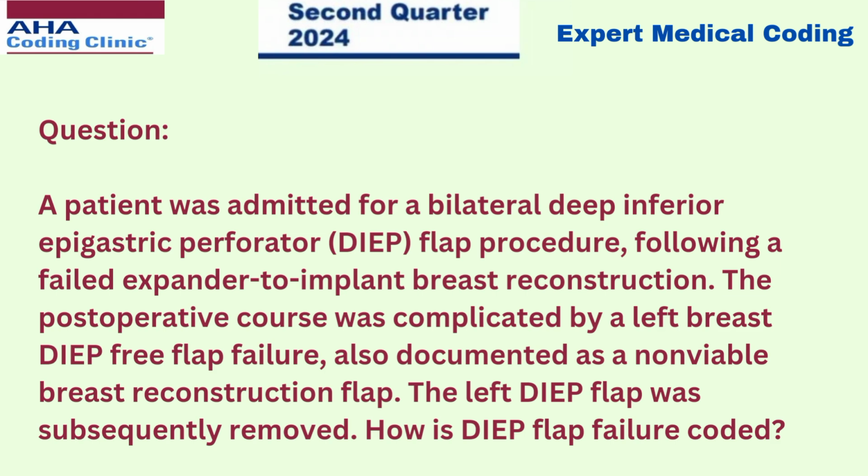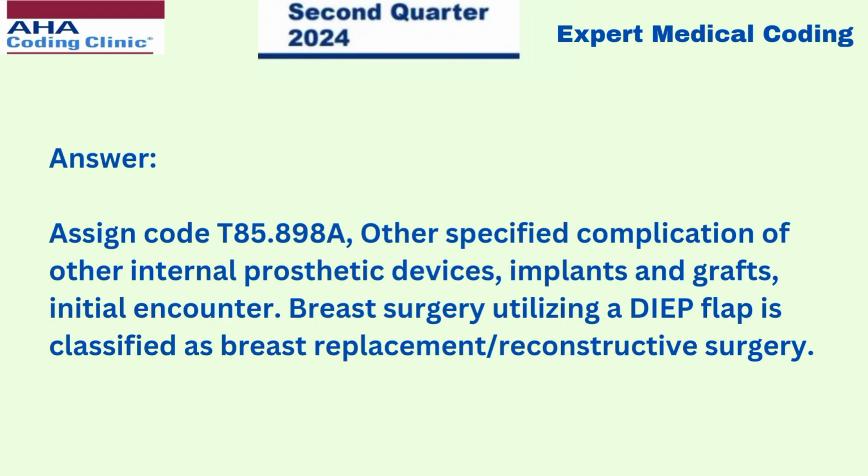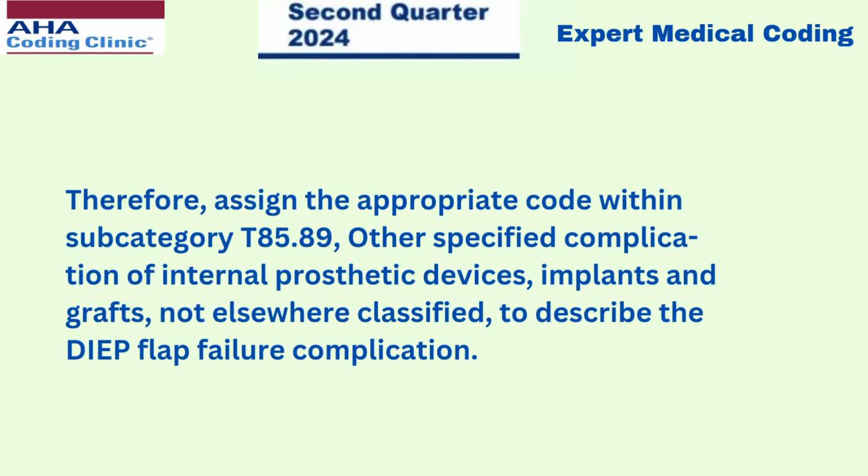How is DIEP flap failure coded? So the answer here is, assign code T85.898A, other specified complication of other internal prosthetic devices, implants and grafts, initial encounter. Breast surgery utilizing a DIEP flap is classified as breast replacement reconstructive surgery. Therefore, assign the appropriate code within subcategory T85.89, other specified complications of internal prosthetic devices, implants and grafts not elsewhere classified, to describe the DIEP flap failure complication.